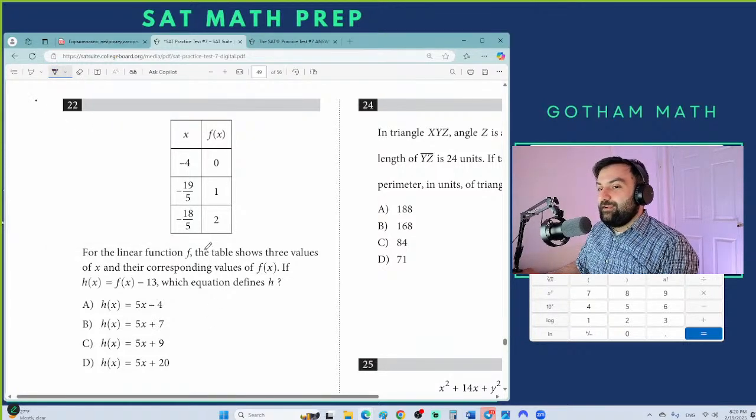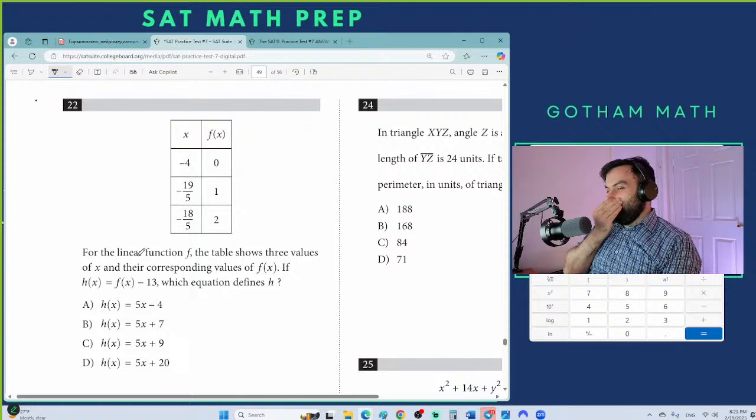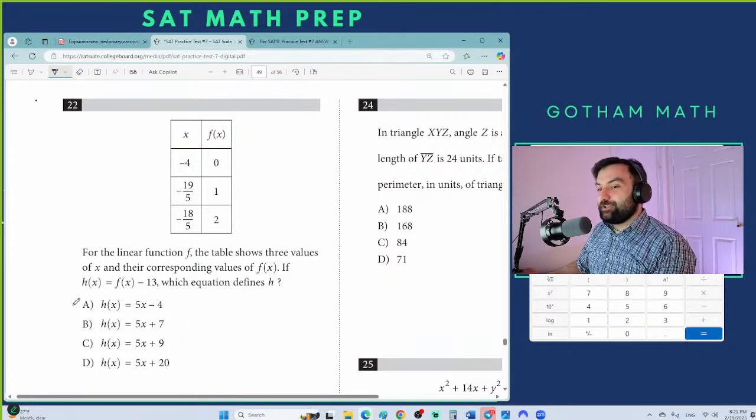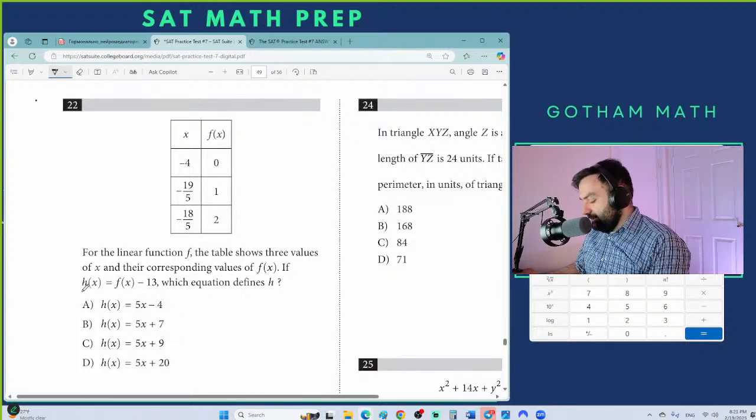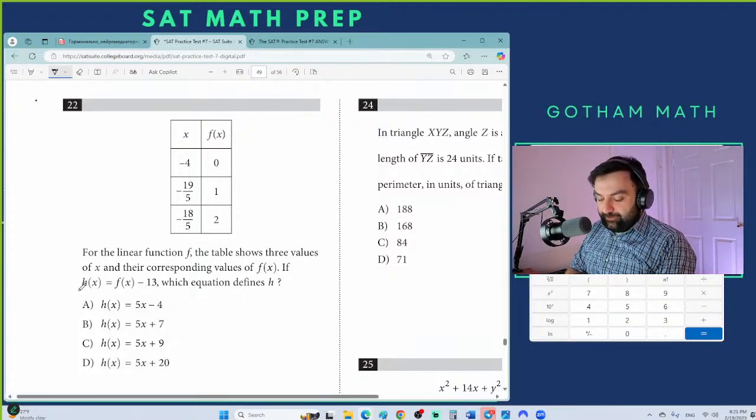A table always warms my heart a little bit. Why? Because there's nothing they can really ask me that we don't know here. When we have so many points, there's so many things we can do, slopes, equations of the line, stuff like that. So it's hard to be scared when you look at this question. You have to go into a question like this being very, very confident.